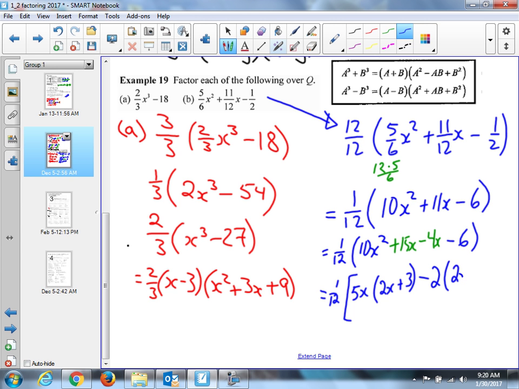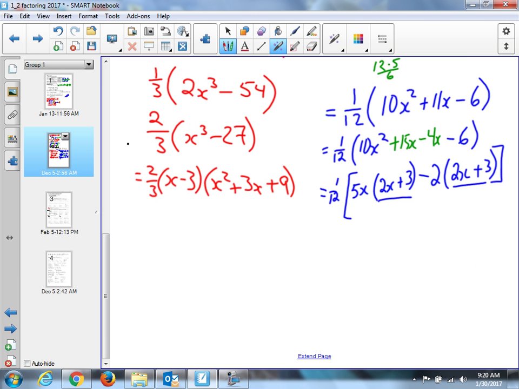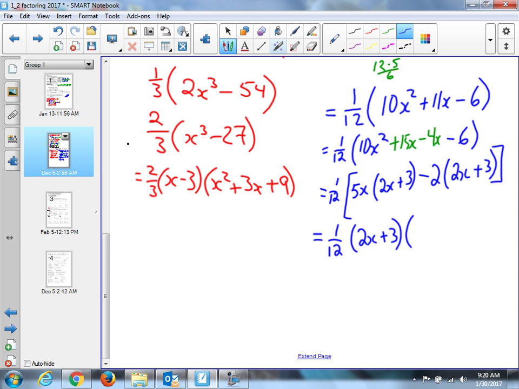Now, that turns into 2x plus 3, taking out negative 2. Messy. Now, did I make any mistakes? Chances are you didn't if you do decomposition and you have matching brackets. What's in common with both of those? 2x plus 3. You take that out. What are you left with? So 2x plus 3 is what's in common. What I'm left with is 5x and subtract 2.